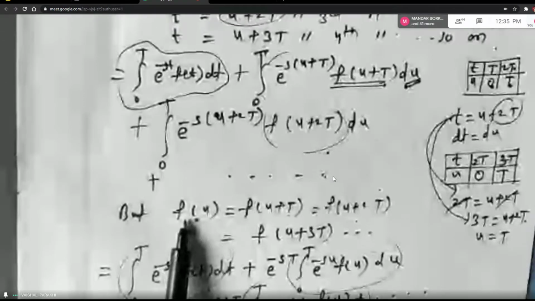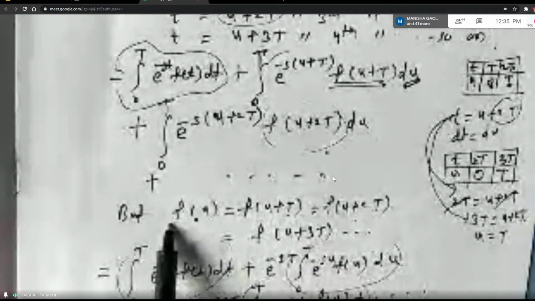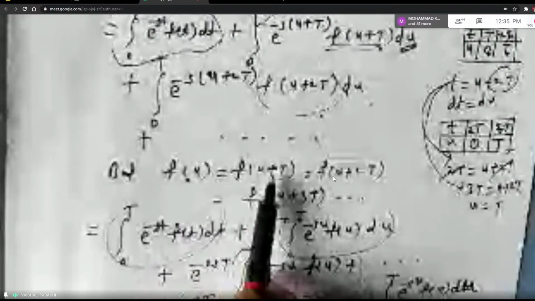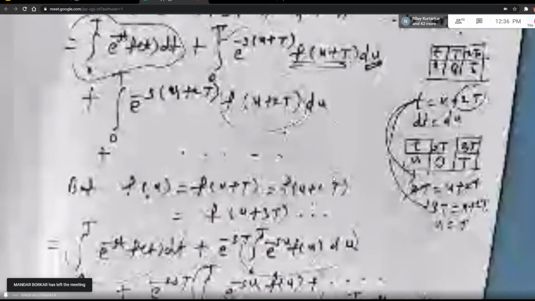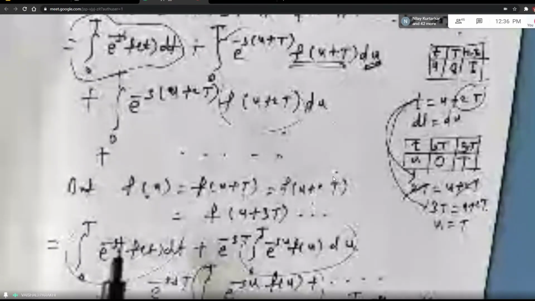Now see students, we have already said that our function is periodic, right? Periodic means what? Even if you add T, 2T, 3T, it will become f of u only. The meaning of a periodic function is that f of u is the same as f of u plus T. It is the same as f of u plus 2T, f of u plus 3T, and so on. So now in the above integrals, wherever I have f of u plus T, I'll put f of u. In the next integral, I have f of u plus 2T. Again, I am putting f of u for that. So all these functions are replaced by f of u.